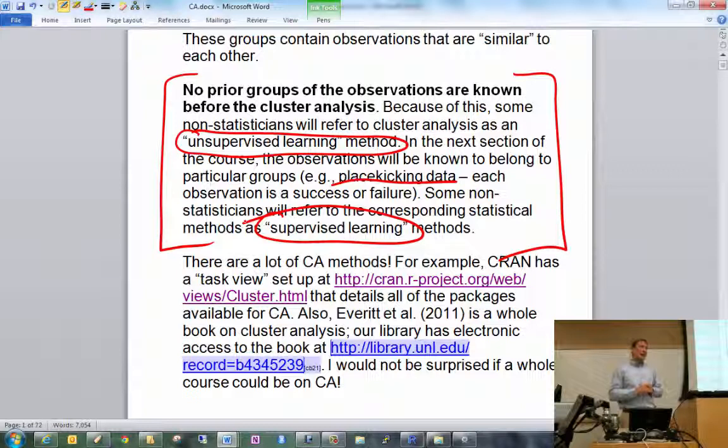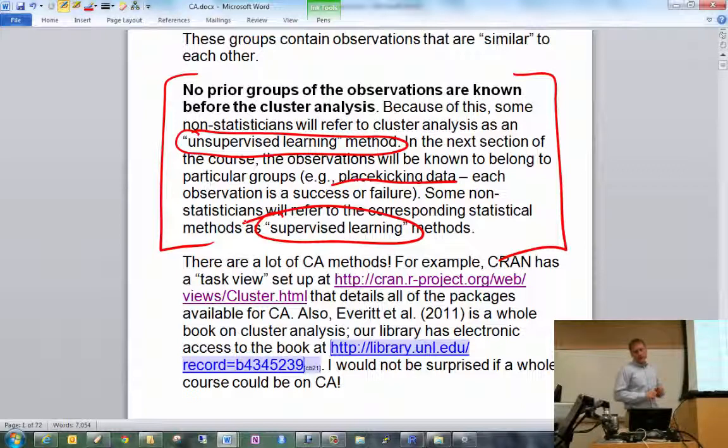Over the last 10 to 20 years, computer science has really gotten into examining data sets, in particular big data sets, where you want to find groups of observations, and or you want to predict the particular groups of observations where the groups are known beforehand. And so they have developed some of their own methods, and to some respect, things have merged together through both statistics and computer science.